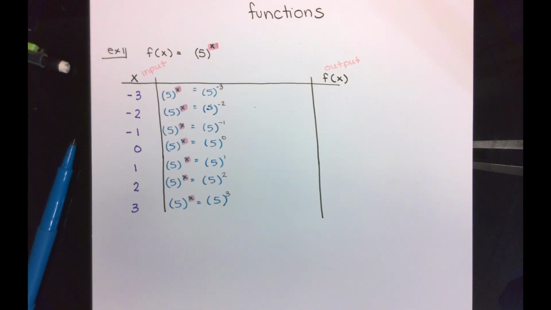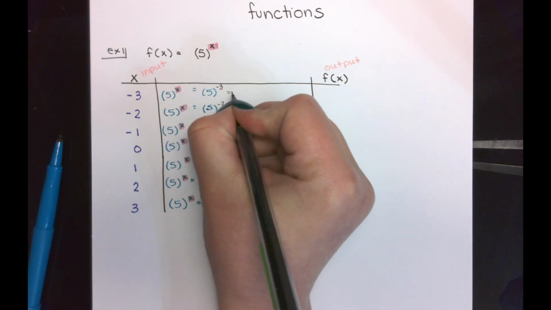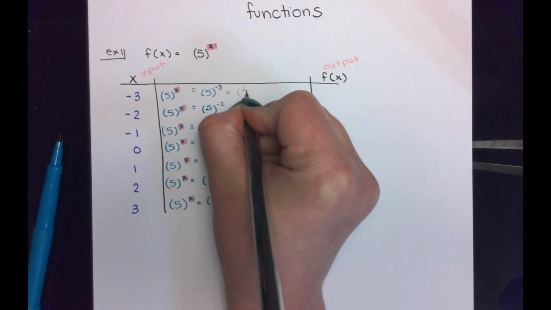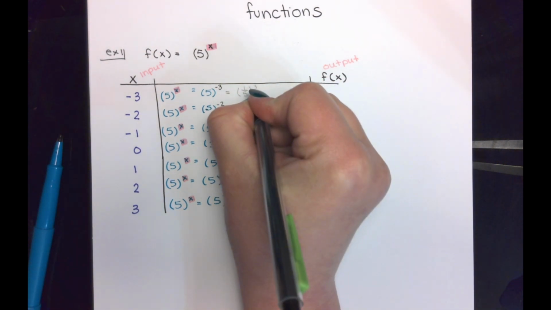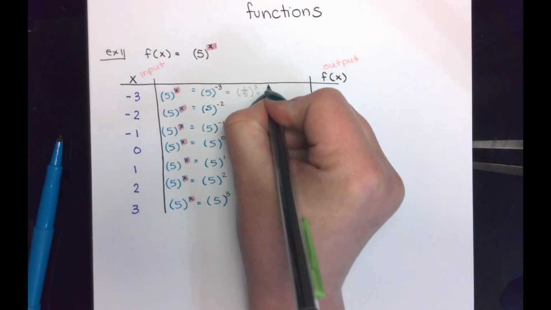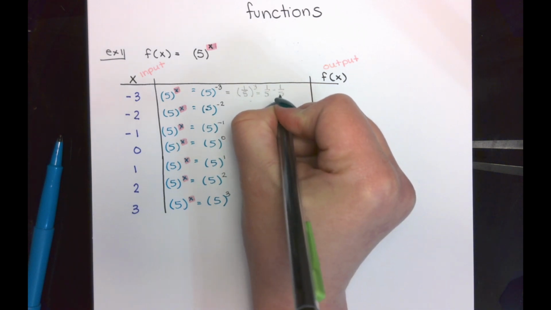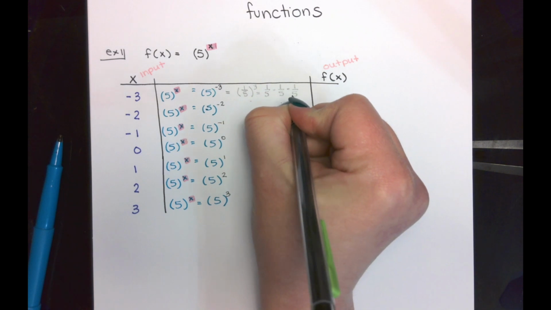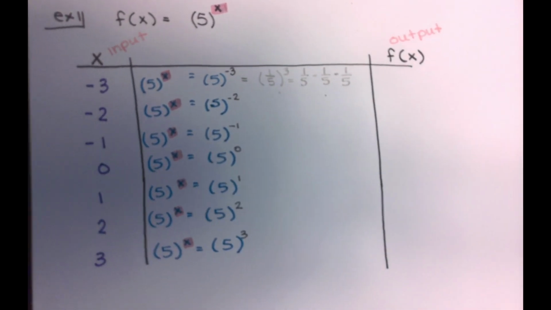From here, this is where the confusing part happens. You are going to evaluate what these are. If you see a negative exponent, that means flip the base. So 5 becomes 1/5. And you're going to make the exponent positive, which means that I have 1/5 times 1/5 times 1/5. I'm going to zoom in here just a little bit so you guys can see this better.